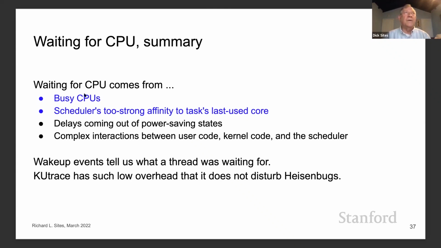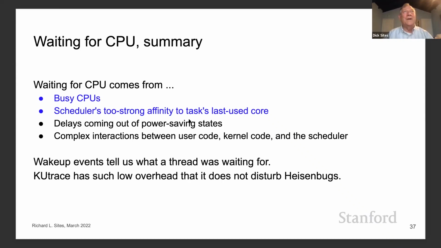So to summarize, waiting for CPUs: you can wait for CPUs because they're all busy. You can wait because the scheduler has too strong affinity for where a task last ran, and it won't move it to another core soon enough. The time constant here, because you're trying to go back to warm cache, is only about 50 microseconds, while the Linux scheduler default for giving up and moving a task to a different core is 12 milliseconds.